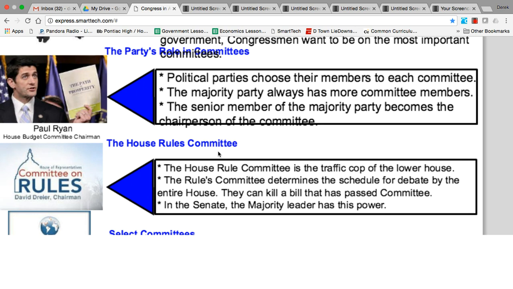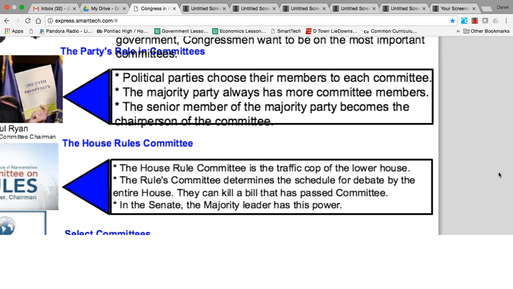Now in the Senate, the Majority Leader has a lot of that power. So the Majority Leader gets to schedule the bill. It's not a committee member, it's just that individual.